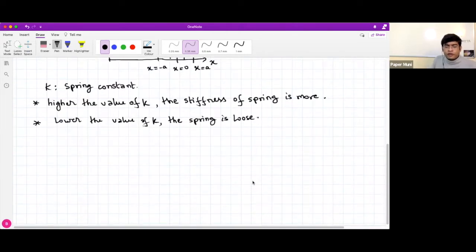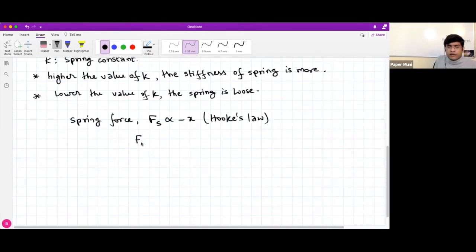Now, you can see that if you have a spring in your pen that has a K, and if you have a spring in the shock absorber of your car or bike, the K of that spring has a different value. This defines how stiff the spring will be. So the spring force, Fs, is proportional to minus X, and we have Hooke's law: Fs is equal to minus Kx. This K is a proportional constant.